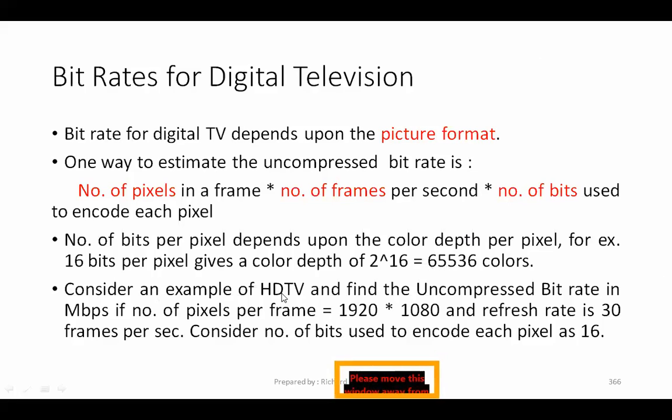Consider an example of an HD TV and find the uncompressed bit rate in Mbps if the number of pixels per frame is 1920. This is what I was telling you about, 1080p, which means this is a full HD, so that's why it's called an HD television. And the refresh rate is about 30 frames per second.